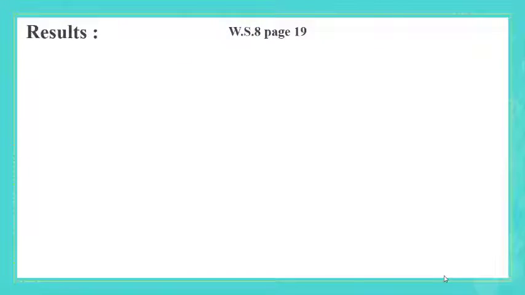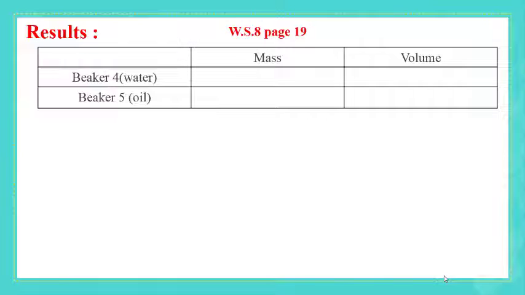Have you filled the table? What is the mass of beaker 4? 120 gram. What is the mass of beaker 5? 120 gram also. What is the volume of water contained in beaker 4? 50 milliliter. What is the volume of oil contained in beaker 5? 40 milliliter. Now, let us solve the questions together.